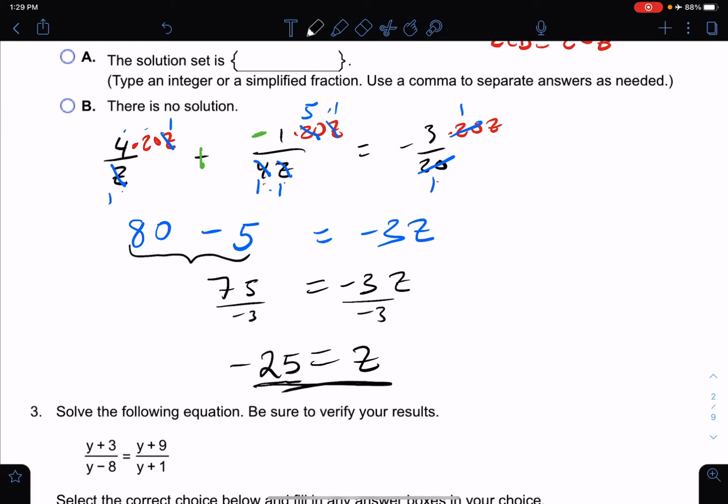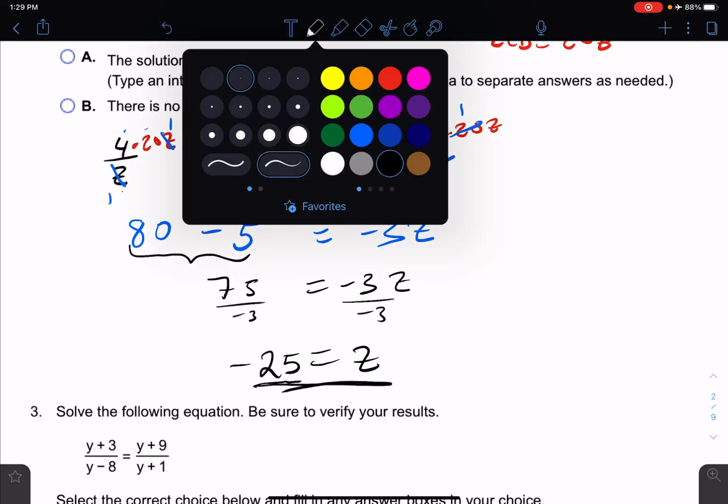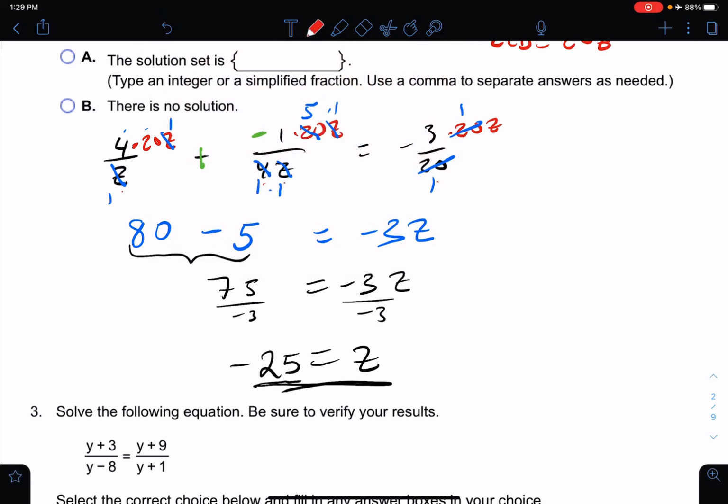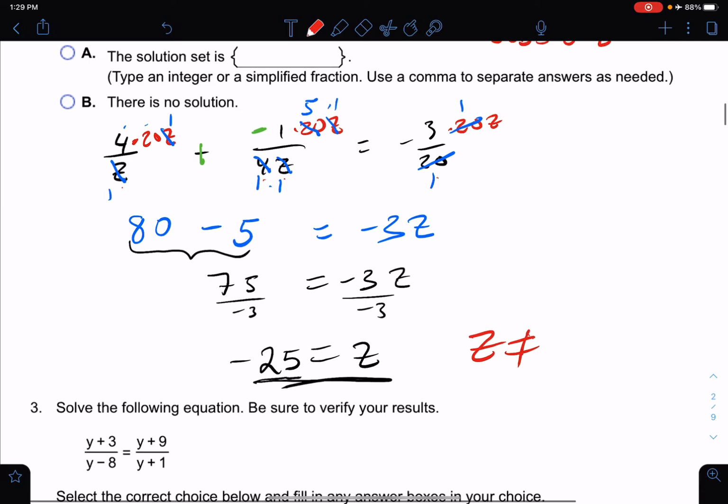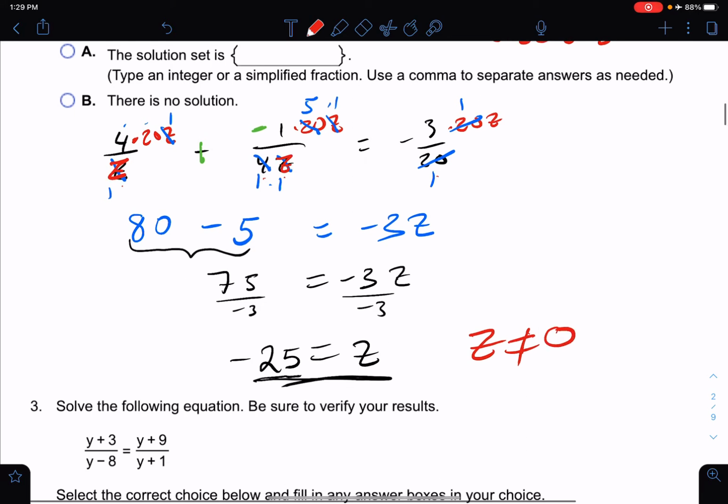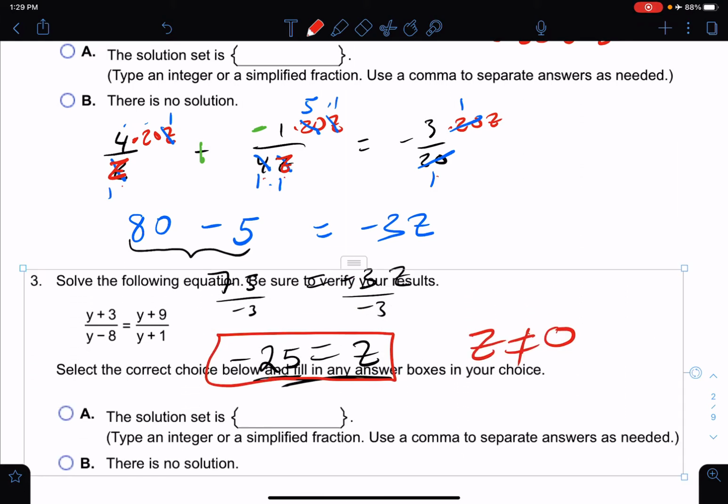Now before I call that my answer, I do have to make sure I check restrictions in the domain. What can z never ever equal? Well, if you divide by 0, that's going to be a restriction in the domain. That's something z cannot be. And you can see there's a z in the denominator, so z cannot equal 0, right? Because if z was 0, you'd be dividing by 0. Turns out that my answer is negative 25, so that is a valid answer. Let's go on to the next problem.